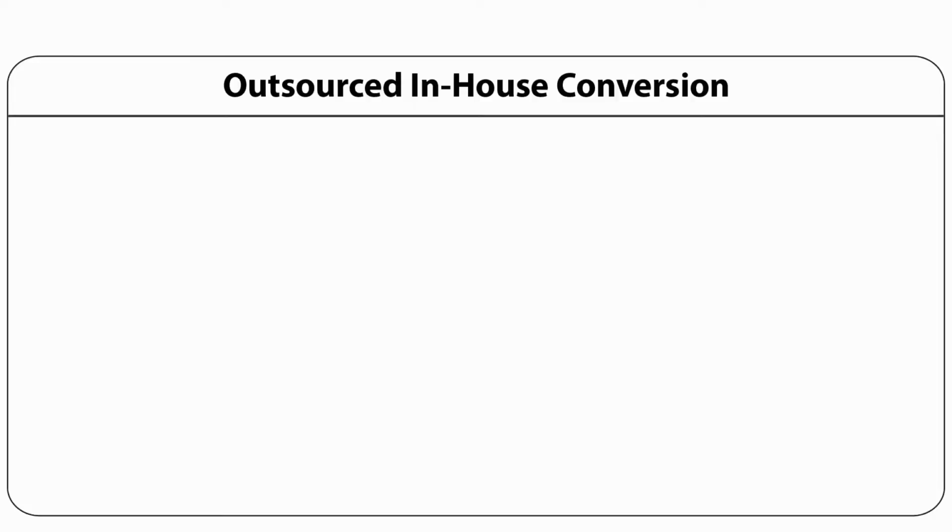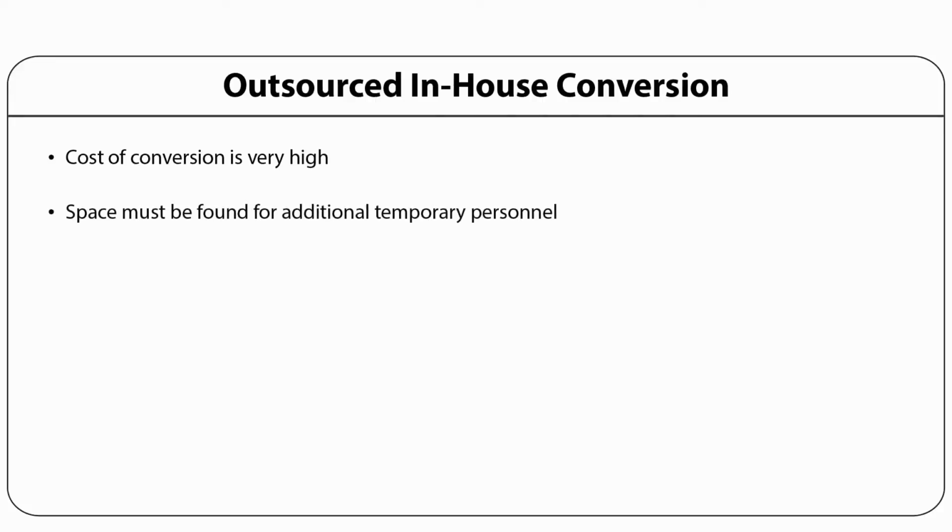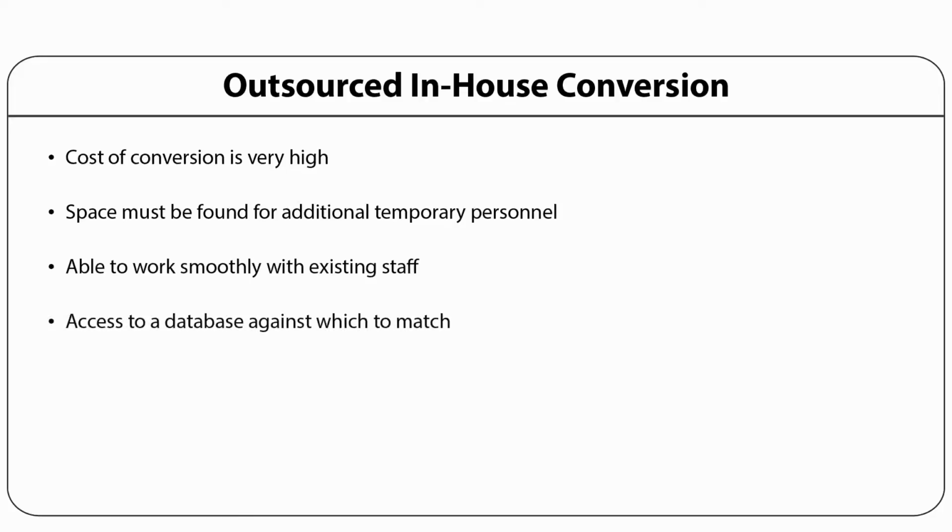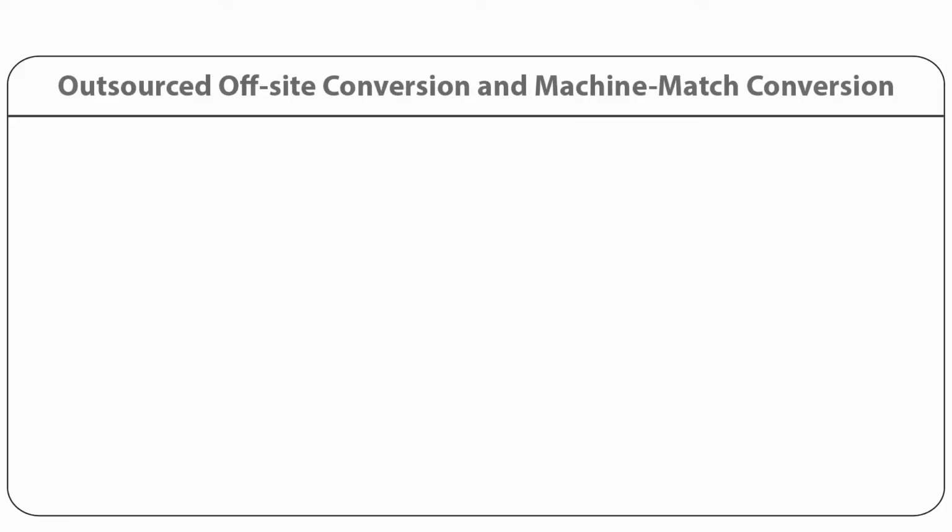Outsourced in-house conversion. First, the cost of conversion is very high. Second, space must be found for additional temporary personnel. Number 3, whether they are able to work smoothly with existing staff has to be seen. Number 4, access to a database against which to match. And number 5, convert your records as with any in-house conversion.